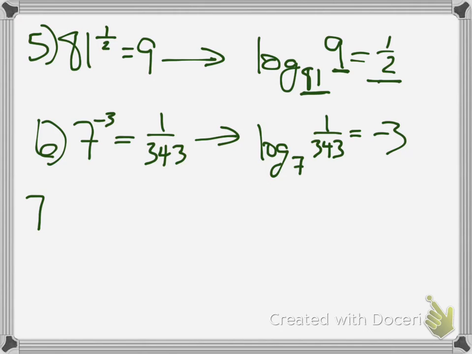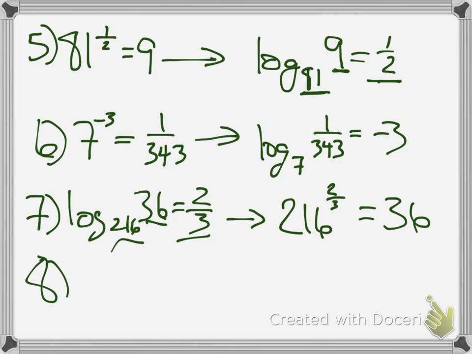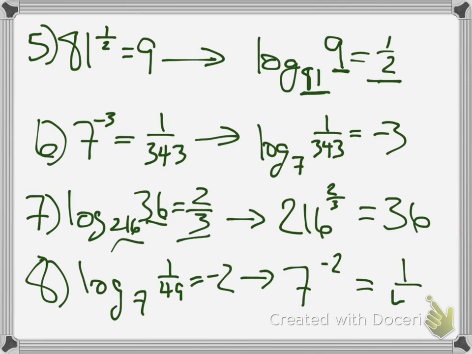Base, answer, exponent. Go the other way: log base 216 of 36. Remember, that's base, answer, exponent. So 216 is the base, the big number. 2/3 is the exponent, and 36 is the answer. Fairly simple, and then you can do the same thing for number 8. And there you go. Alright, 9 and 10, hold a second.